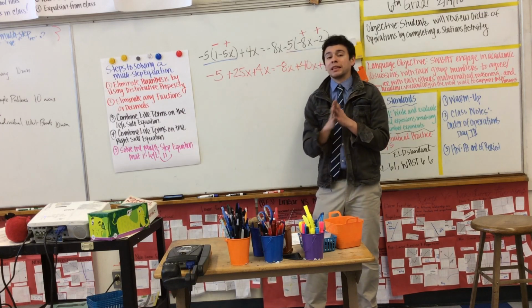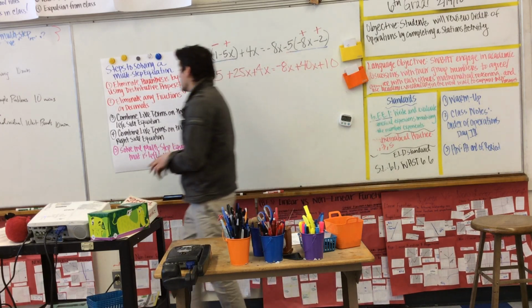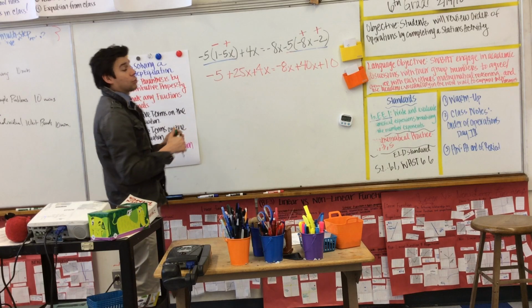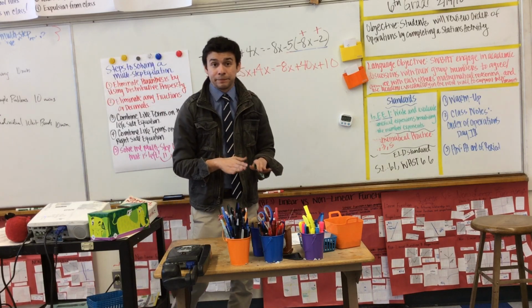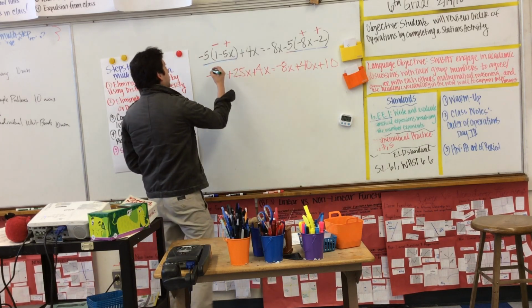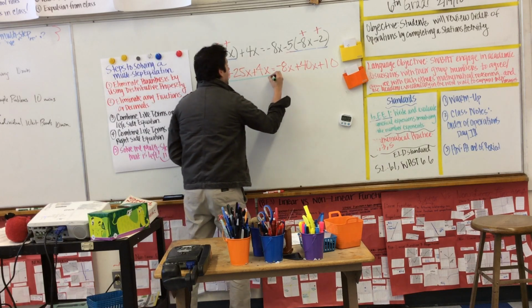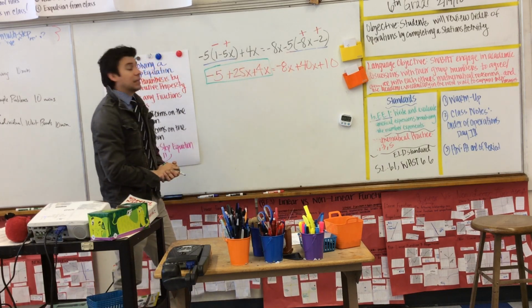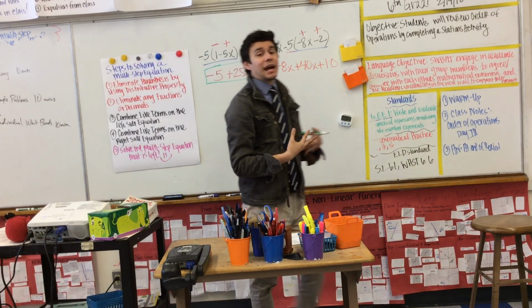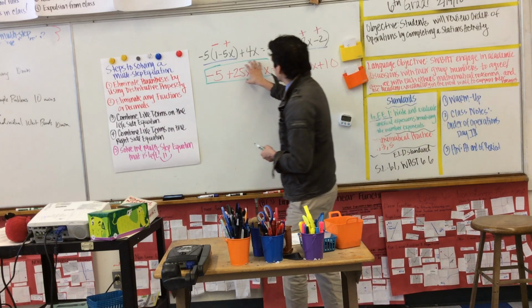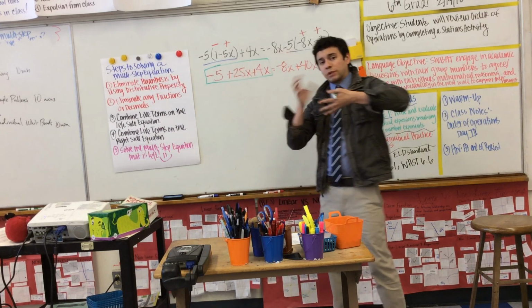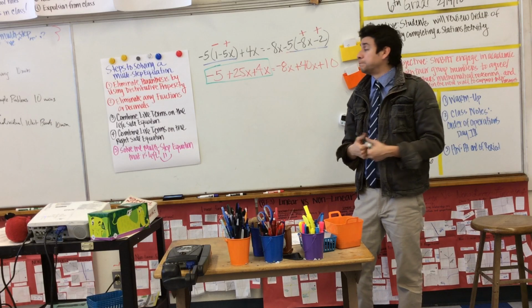Combine like terms on the left side of the equation. So this is what I like doing. I like drawing rectangles. You guys hate it. I don't know why, but for me, it just keeps everything organized. I look at the left side of the equation and I ask myself, is there anything I could combine in this rectangle before I move on?